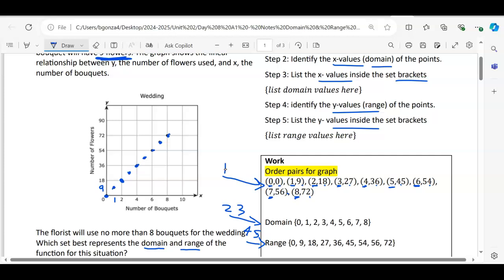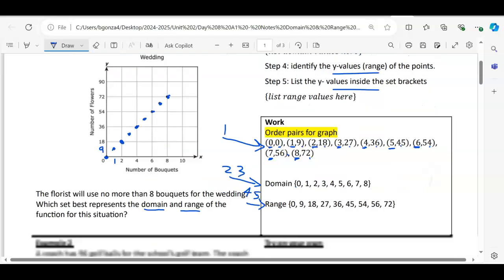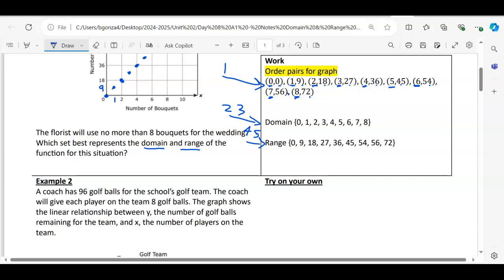So even though it was a word problem, we take the points, write them down, and then put the x's in order for domain. We put the y's in order for range, okay? So there's not really anything to write or do with that example 1. It's already on there, but we are going to try example 2.